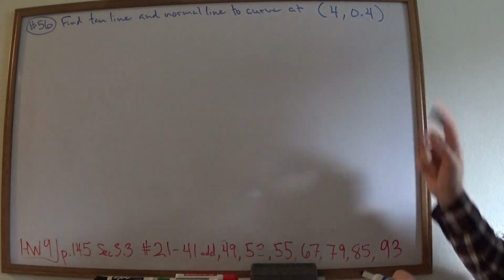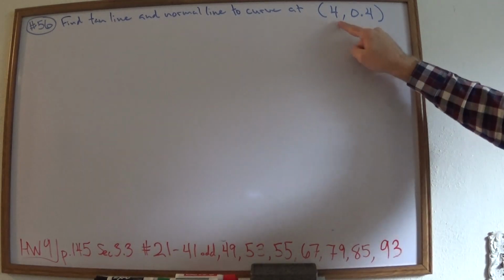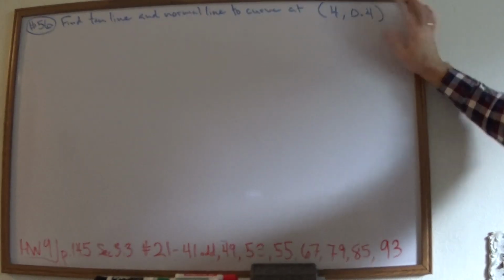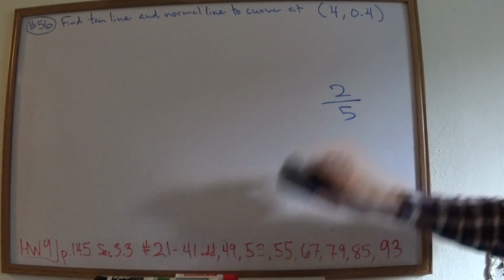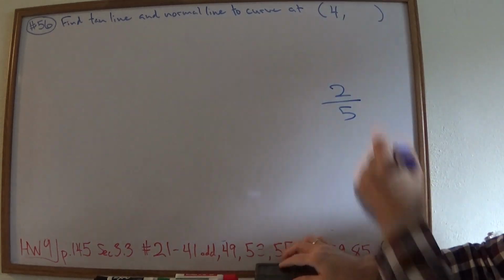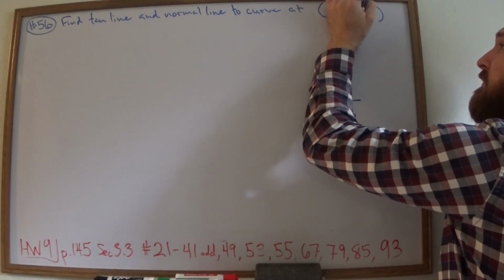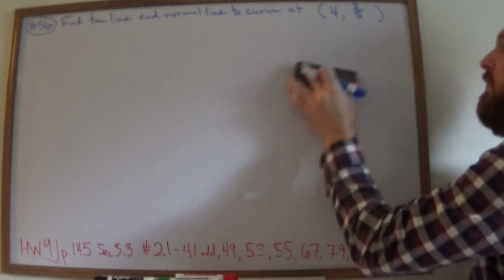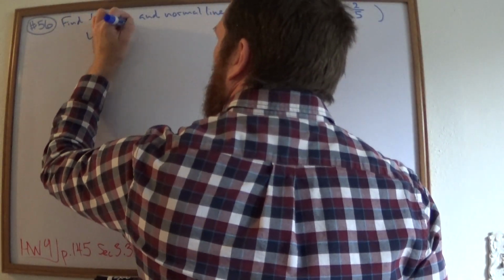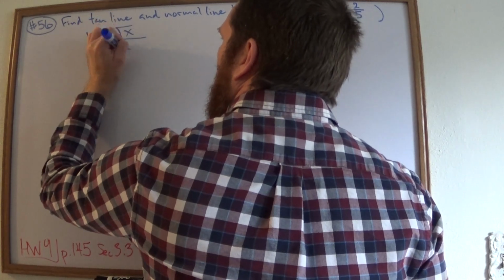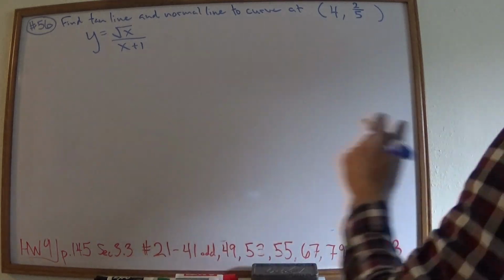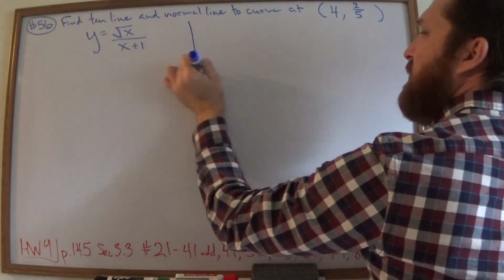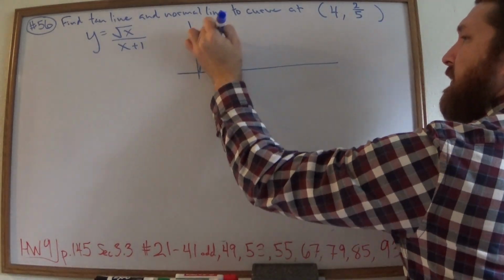To the curve at this point, and it gives you 4, 0.04. It's going to be a lot easier if we write 0.04 as 2/5. Trust me on that. It will be much easier if you do it this way. But, you know, whatever. Have fun. So, what's the curve? Well, here's the curve. It gives you y equals root x over x plus 1. Yep, that's it. So, what are we looking for? So here's the curve. If you were to graph it, it looks something like this.